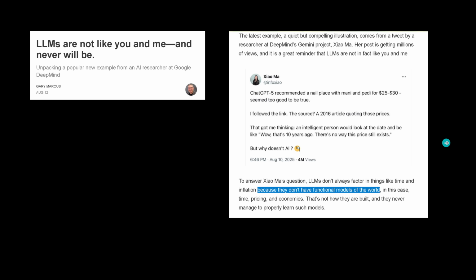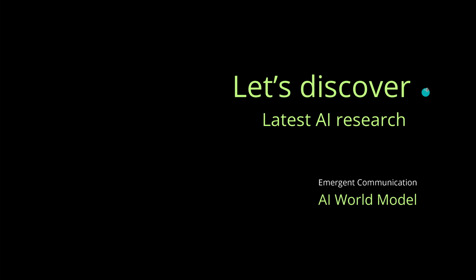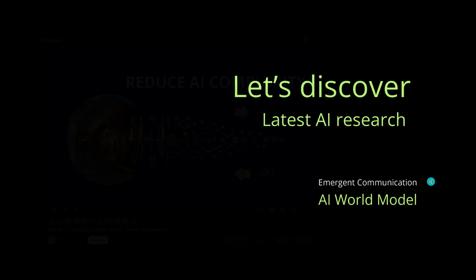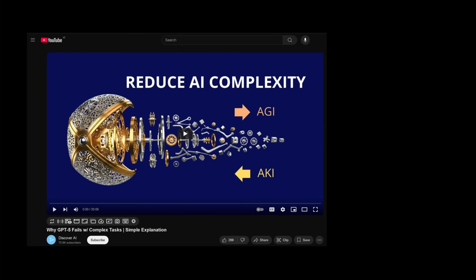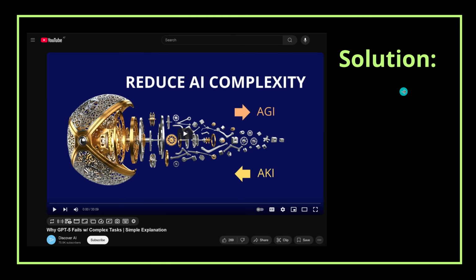I love this world model idea, so let's play with this a little bit. Let's discover first the latest research about AI world models. And this will lead us to another topic of emergent communication. You know, in my last videos, I talked about why GPT-5 fails with complex tasks, and I gave you this simple explanation in my video. But today I want to find a solution to this problem. And let's be frank, is world model implementation a solution? How can we fix GPT-5 or the next GPT-6?